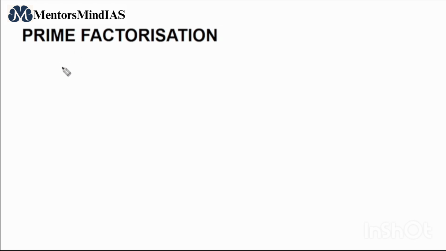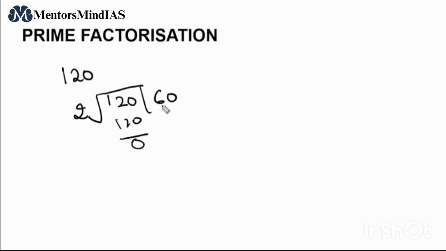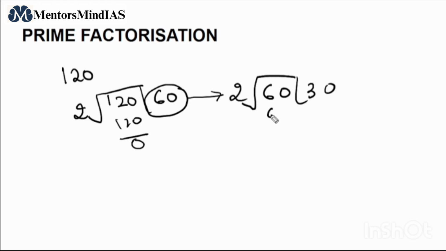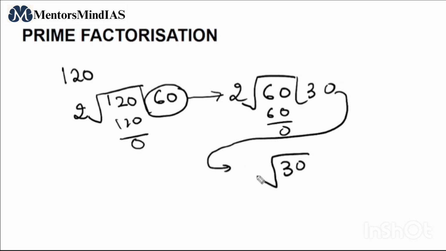For example, you can say 120. If you have to do its prime factorization by division method, you are going to divide it by 2. Here it is. So now you are going to divide the quotient that you get, that is 60, again by the least prime number, which again is 2. Then again you divide 30 by the least prime number, again 2, and we get 15.